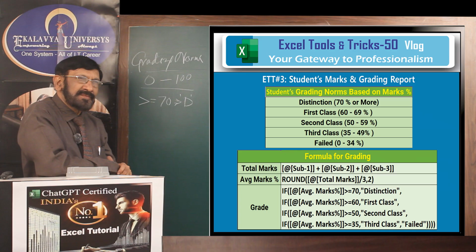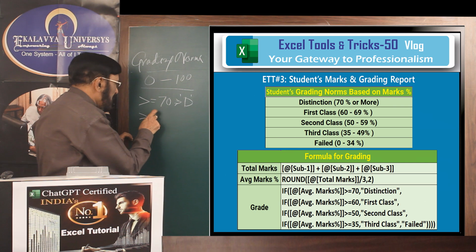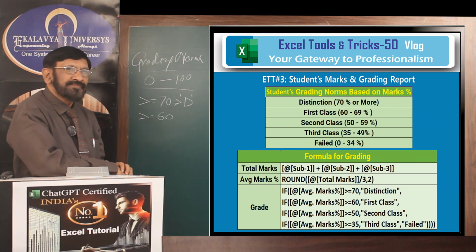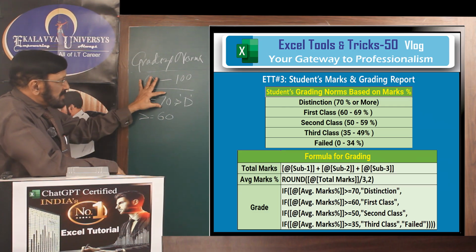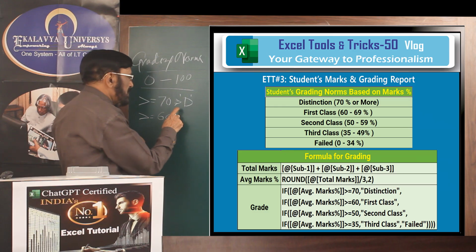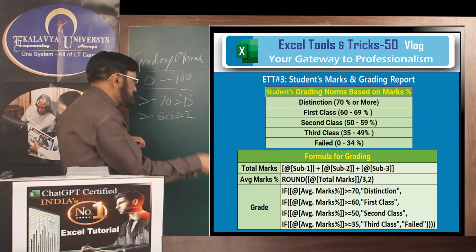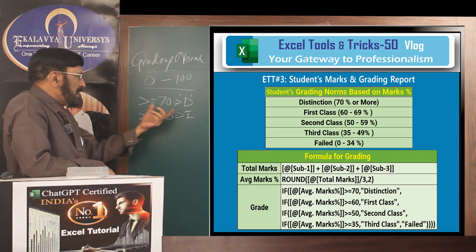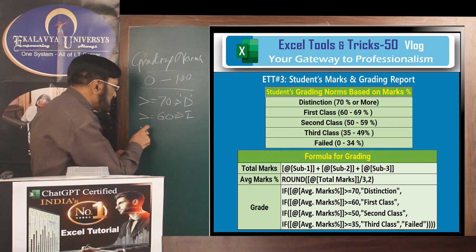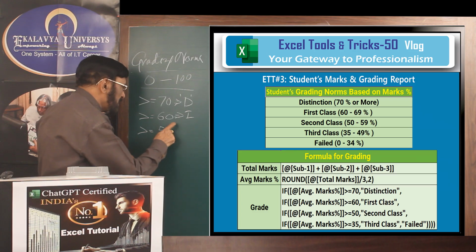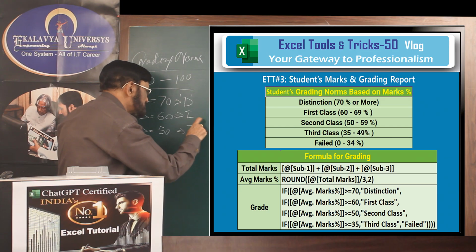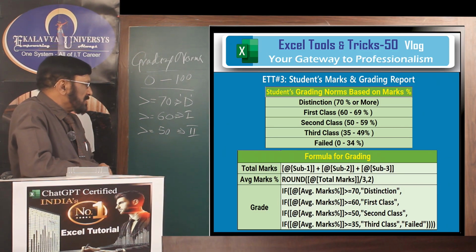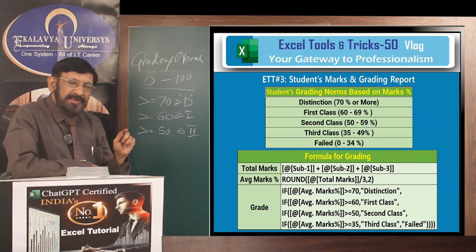Next one, first class. As far as first class is concerned, what is the range? 60 to 69. Here, greater than or equal to 60 is enough. You need not write less than or equal to 69 because the previous condition defines the upper limit. So this is first class. Next, what is the range for second class? Greater than or equal to 50. That means 50 to 59, that is second class.